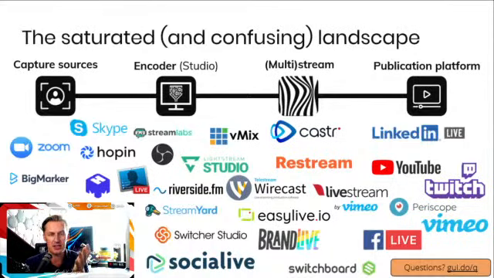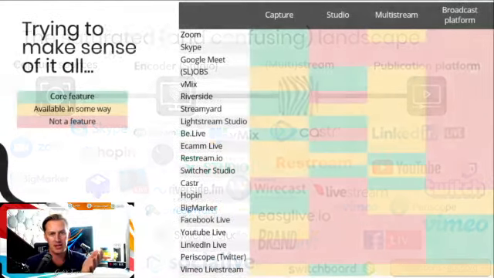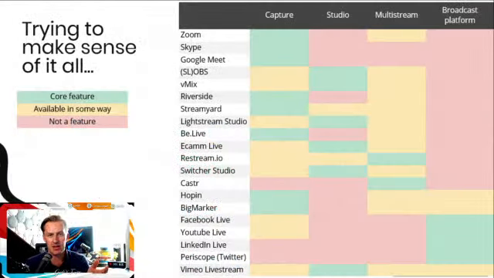And when I started out, like I said, I started out with doing a spreadsheet, and in my mind, I wanted to catalog them. I wanted to label them. Are you a studio program? Are you a capture program? Are you a multistream? And what you see here, there are tools. Some of them are capture, some of them are multistream and capture. Some are a broadcast platform and also capture, but are not a studio.